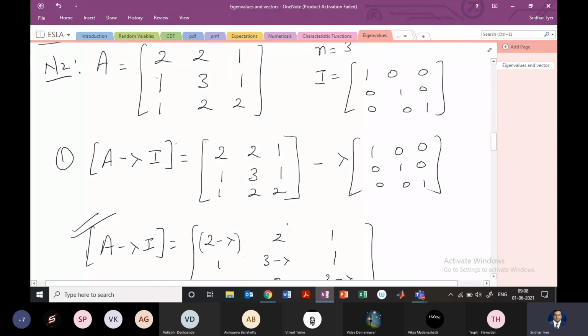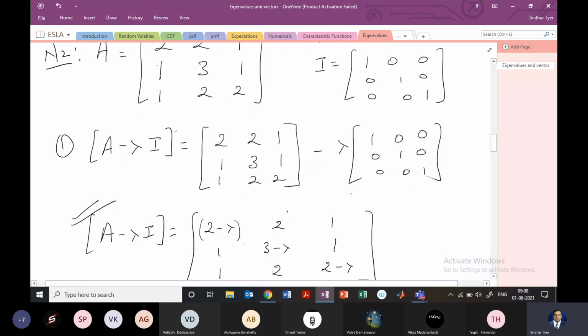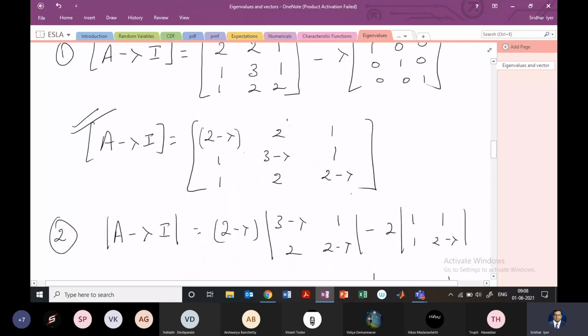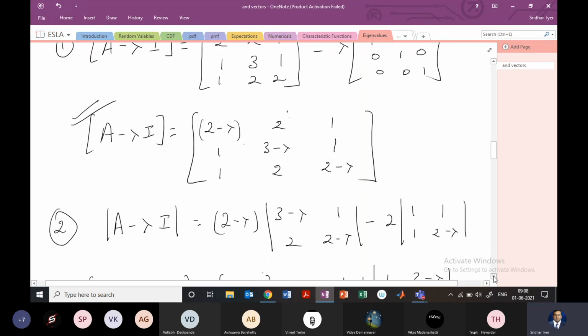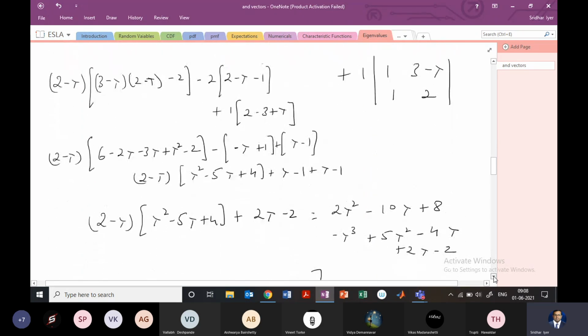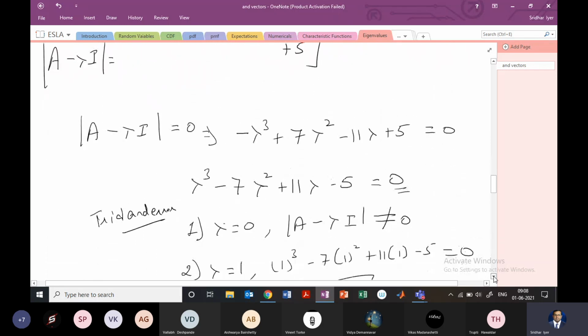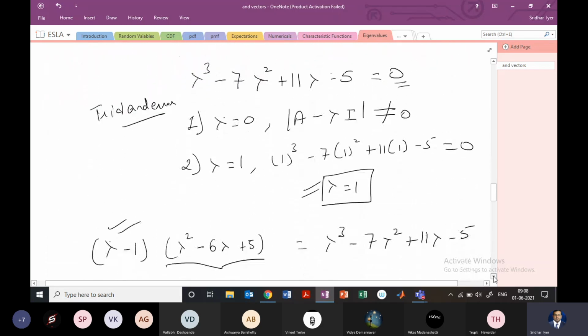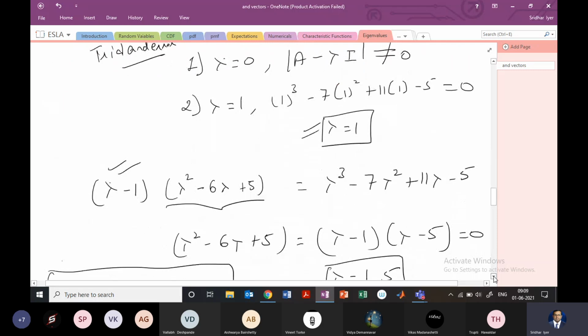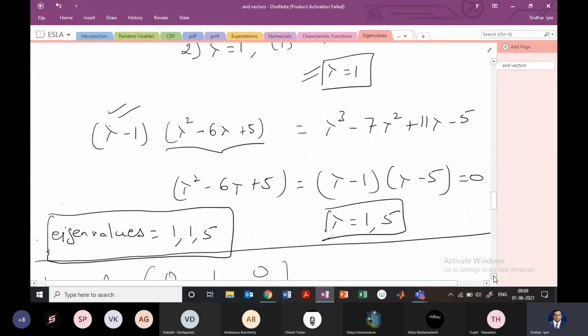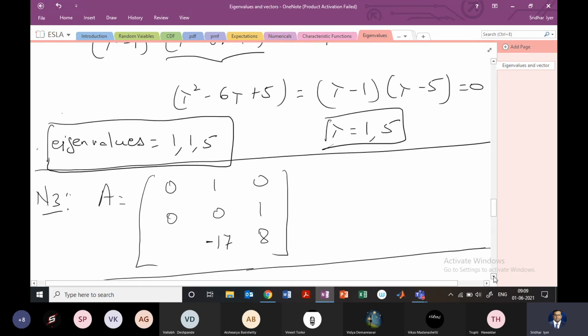Then we solved another problem, which is a 3 cross 3 matrix. Obviously we should get 3 values of lambda. Here you need to solve the cubic equation. I told you there are different ways to do it. The one that I showed you is the trial and error method. With that we got the first root, and then you reduce the cubic equation to a quadratic equation and find the other roots. The total eigenvalues we got here were 1, 1, and 5, because n is 3 in that case.